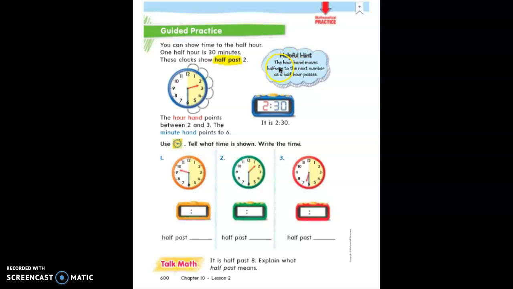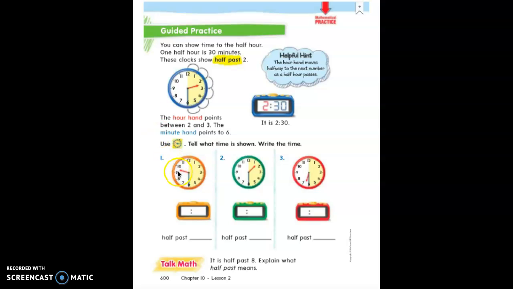Let's read the helpful hint. The hour hand moves halfway to the next number as a half hour passes. Okay, so the hour hand points between 2 and 3 and the minute hand points at 6. This is always the same way.